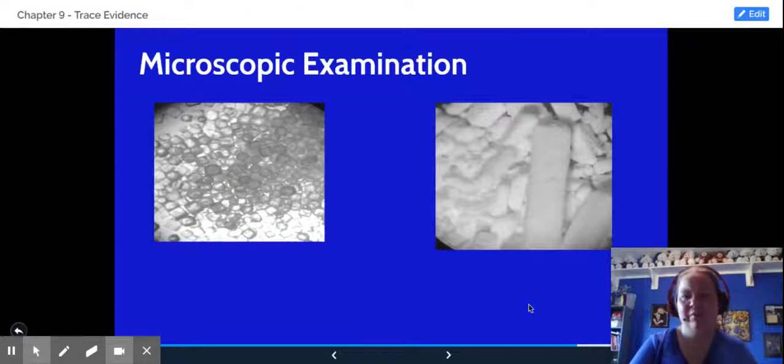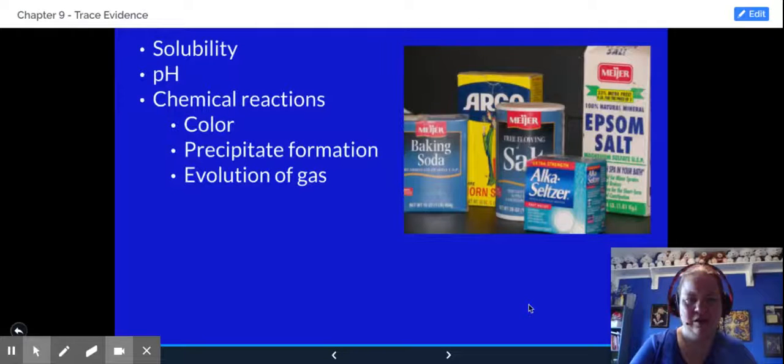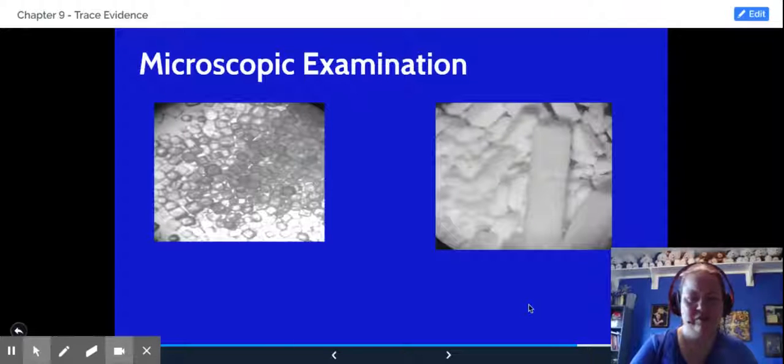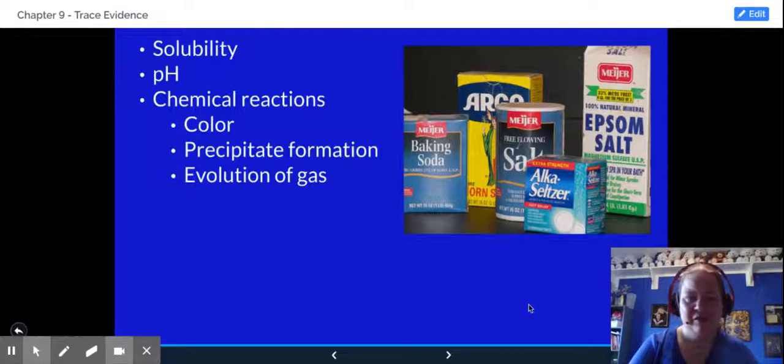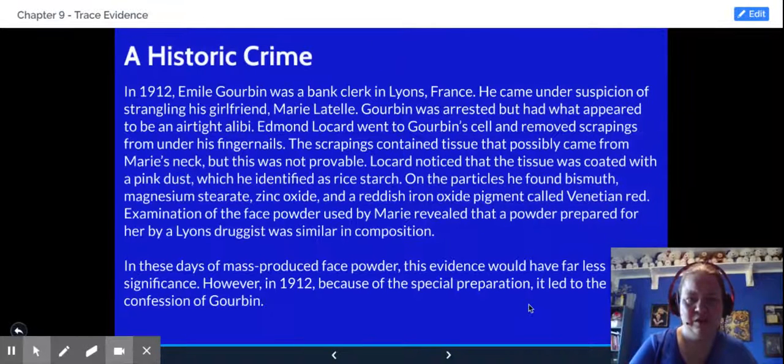The first thing you want to do is microscopic examination. These are different crystal shapes and structures, so that's distinctive. You want to look at their solubility, their pH, their chemical reactions. What colors do they turn? What precipitates get formed? Is gas formed as a result? Okay.